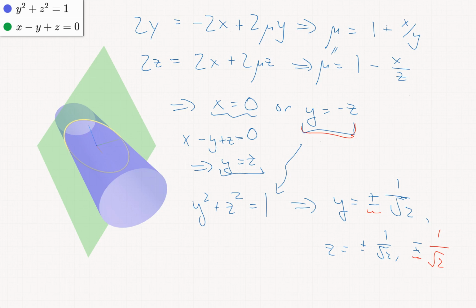In the first case, we'll have x is equal to 0. In the other case, we'll have x is equal to 2y from x minus y plus z equals 0. So this would become, we get y minus z on the other side, but then that's 2y. Okay, so we can now finish up.